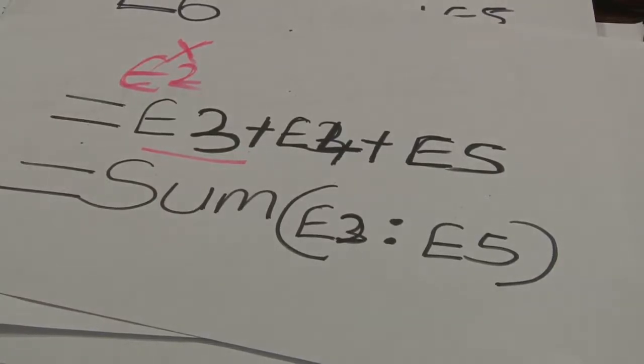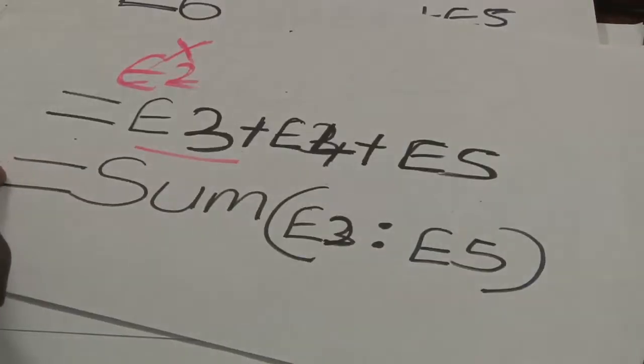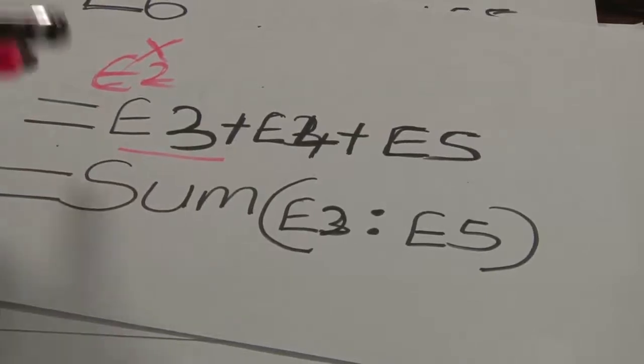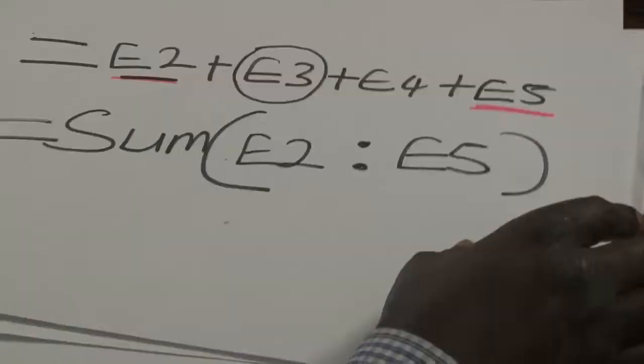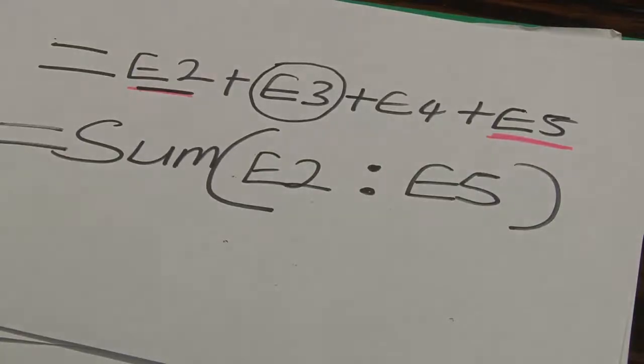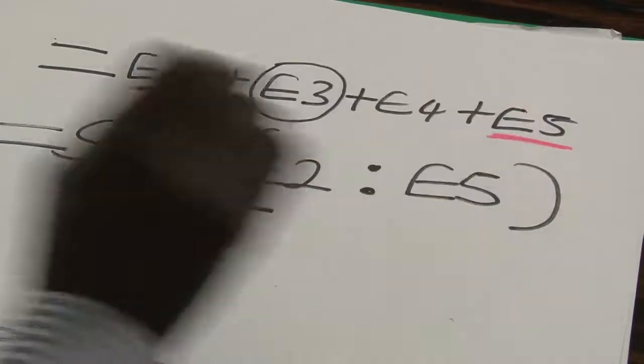We can make mistakes. But, sorry, my dear student, when it comes to the examination, the examiner will not look at those things. It is assumed you don't know. But I omitted E2 while I was writing it, by error. That is why I cancelled it, and I wrote it again properly here: E2 plus E3 plus E4 plus E5. In order to avoid this type of mistake, use this function of sum.